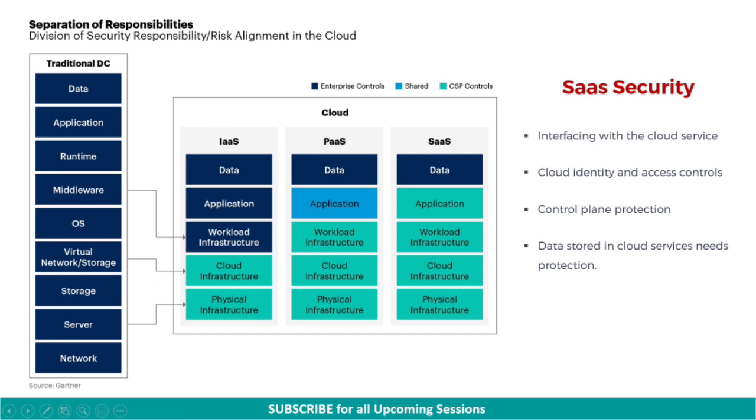Next, control plane protection. Although the Cloud Administrative Management Console and API are public-facing, they need to be secured through strong access controls, and through effective entitlement controls that enforce separation of duties between different administrative functions to prevent management security issues. Next, data stored in cloud services needs protection.